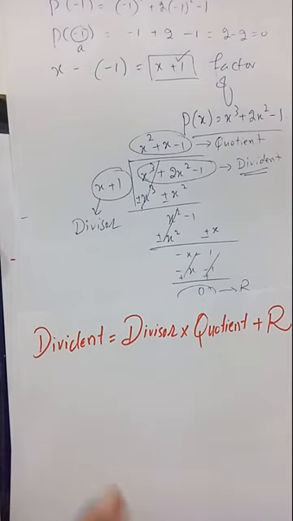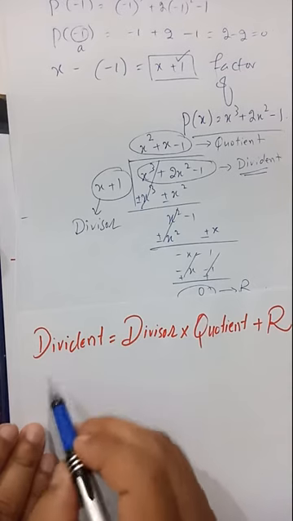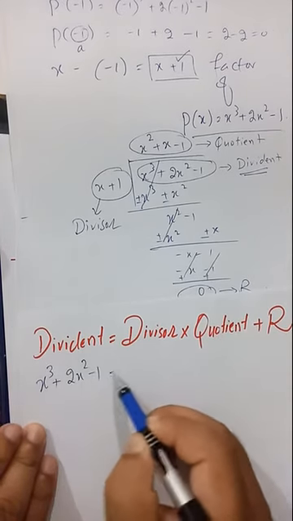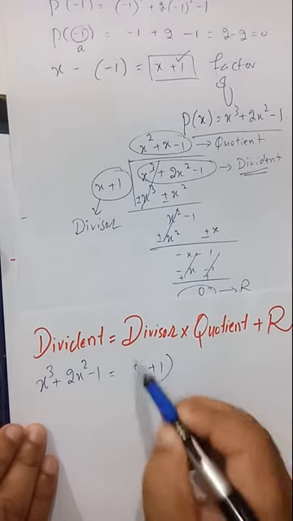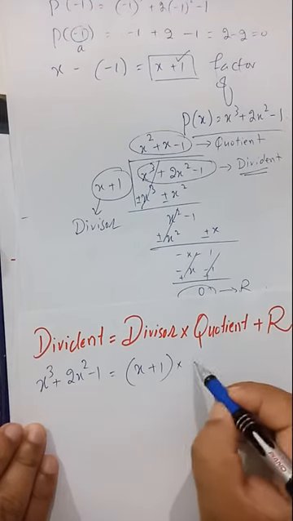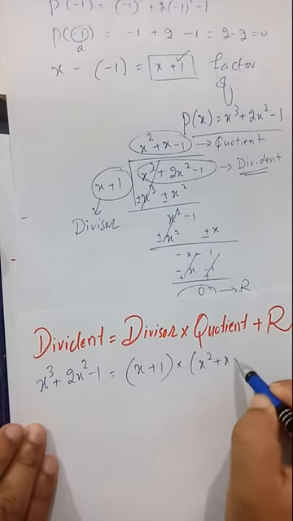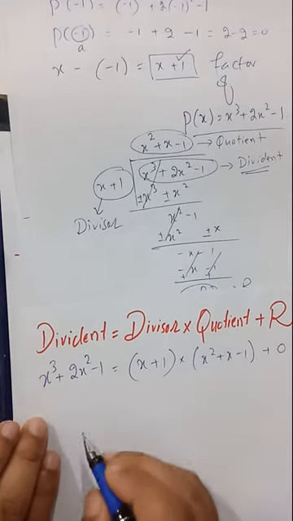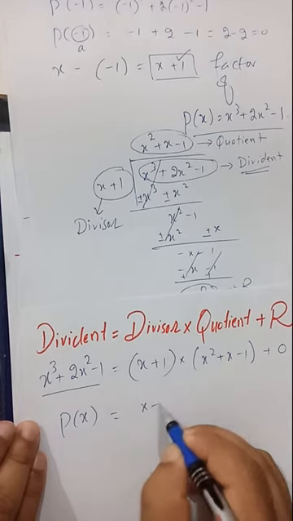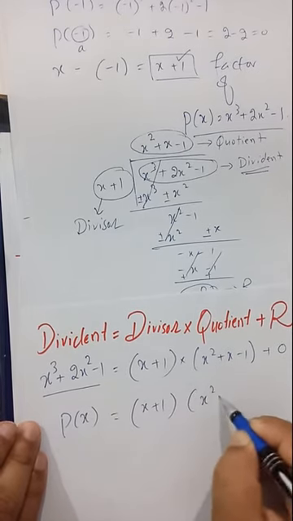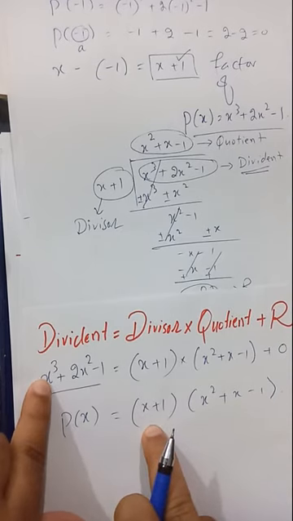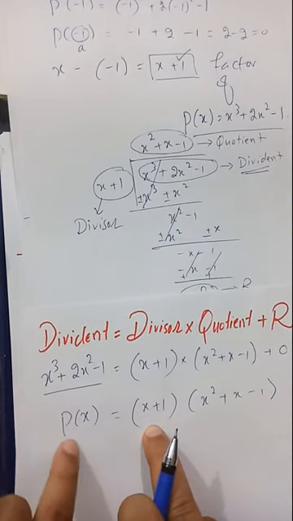So in this case, my dividend is x cube plus 2x square minus 1. Your divisor is x plus 1, this is your first linear factor of this polynomial, and this is your quotient x square plus x minus 1, and the remainder is 0. So this is your polynomial p of x: this is x plus 1, this is x square plus x minus 1. This is the first linear factor of this polynomial, which is denoted by p of x.